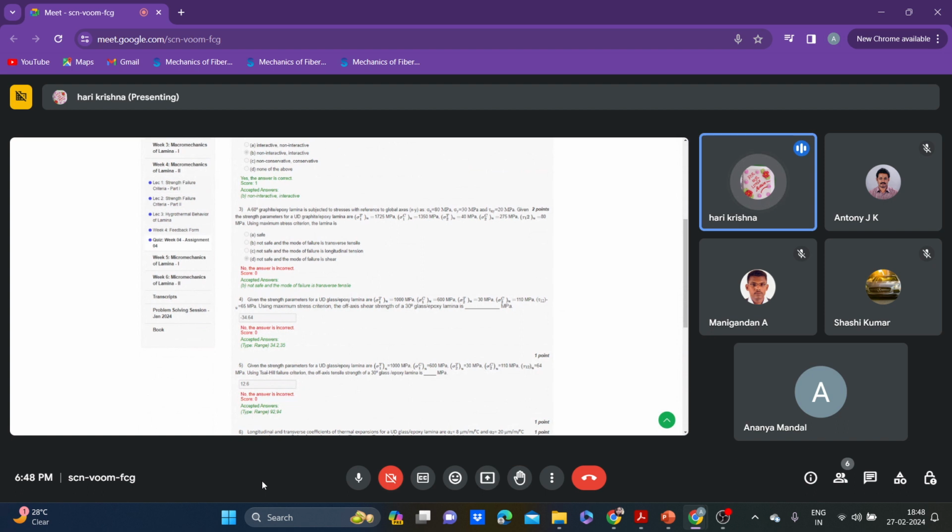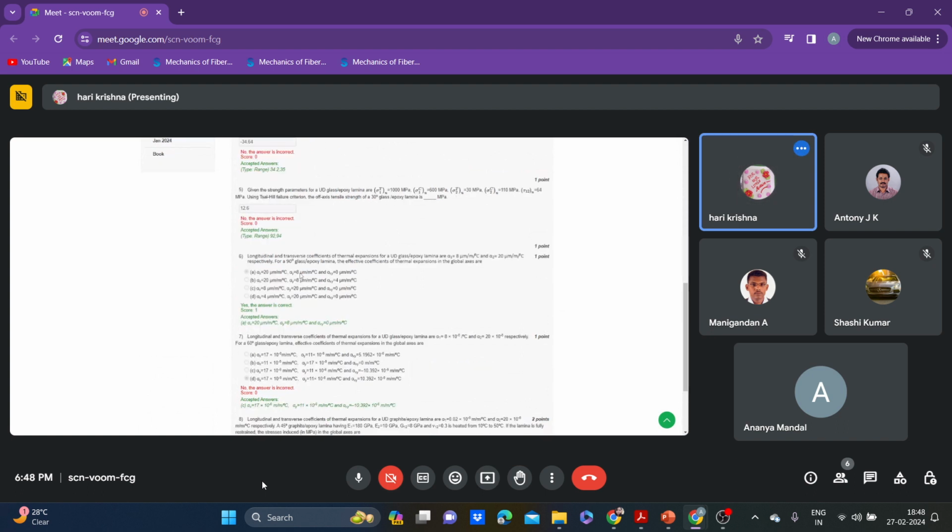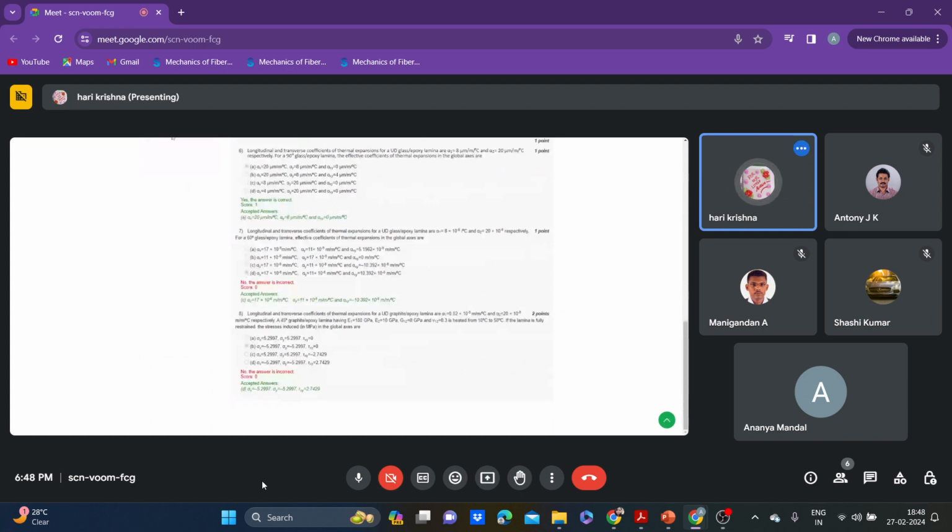And finally, problem number 8, ma'am. You have clearly said if the lamina is fully retained, then this value is 0. But here the values come. I have taken notes regarding your problem statement session and solved using this, and I placed the same answer, but it shows wrong here also, ma'am. Can you please help me with this?